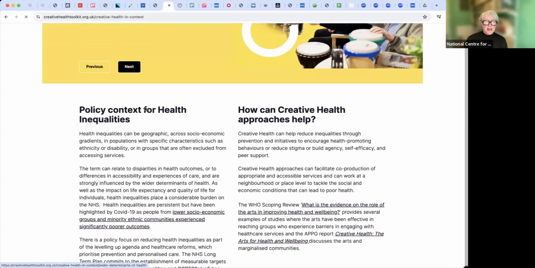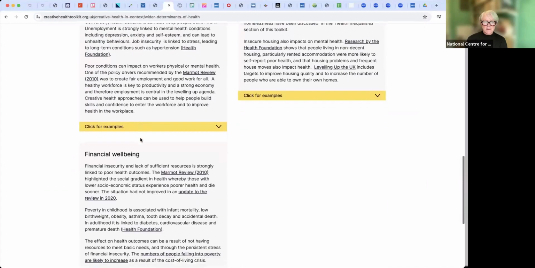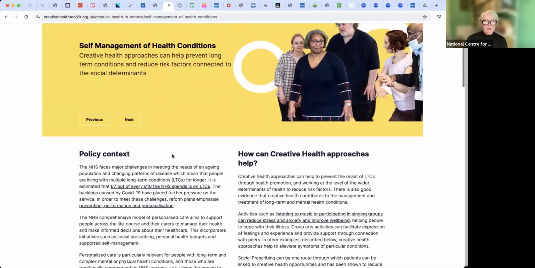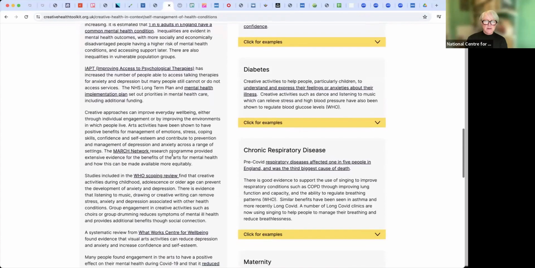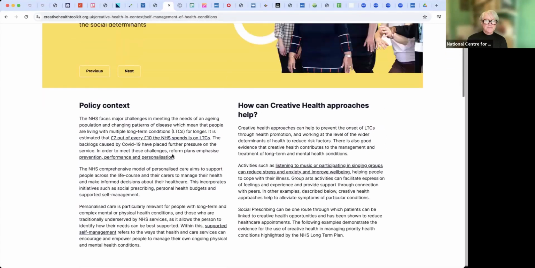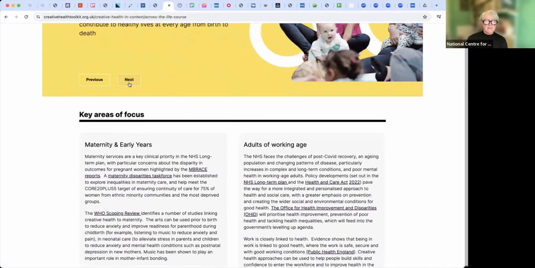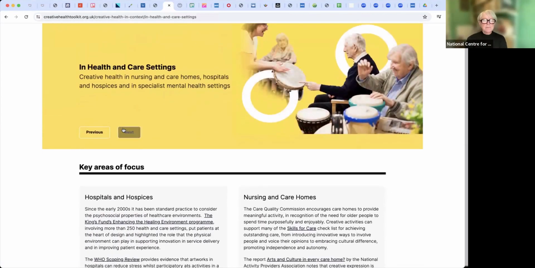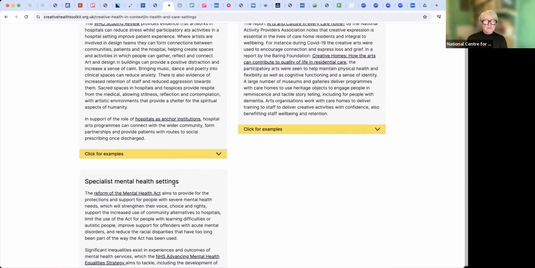Going through to the next, which is the wider determinants of health, that covers employment, housing, and financial well-being. And then self-management includes cancer, cardiovascular disease and stroke, diabetes, chronic respiratory disease, maternity, and severe mental illness. Across the life course, that's fairly self-explanatory. And in health and care settings, we have hospitals and hospices, nursing and care homes, and specialist mental health settings.